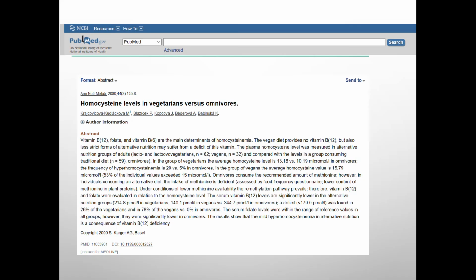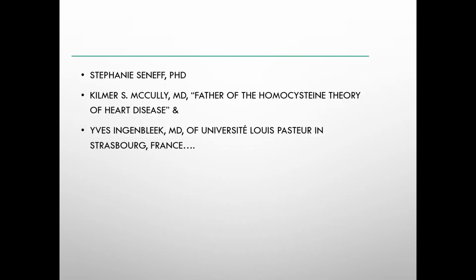That said, I just threw in a slide here to show you this is one of hundreds or thousands of research papers out there. Use PubMed, go and look at it. Now we know that B12, folate, and B6 are the main determinants of homocysteinemia. So make sure we're getting them in our diet.